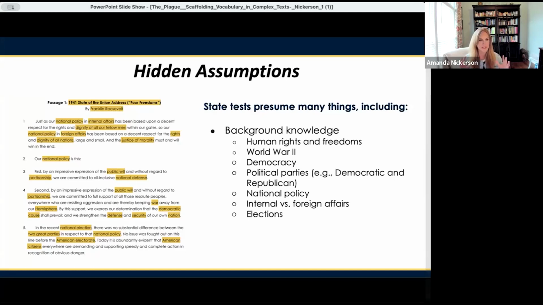And as we think about state tests, they're really looking at proficiency. So have you met grade level expectations or graduation requirements? So when we look at this passage here, you can see that there are certain things that are presumed that if you possess certain kinds of background knowledge, you will do better. Or if you lack that background knowledge, you will do a little worse on a test like this. So if you know human rights and freedoms or a little bit about World War II or democracy or national policy, you're going to fare a little bit better on this assessment of reading.